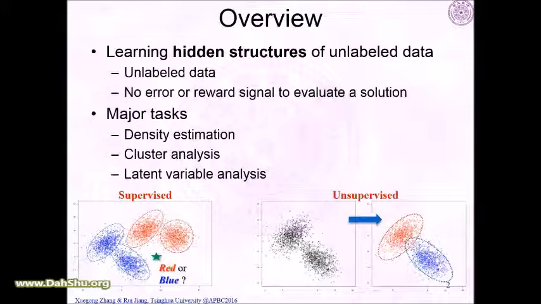So there are three major types of unsupervised learning tasks. One is density estimation, a basic task for unsupervised learning because the density distribution is a basic structure of the data. And when there are classes in the data, finding the classes is called cluster analysis. And maybe there are some other higher-order hidden structures, which is latent variable analysis.